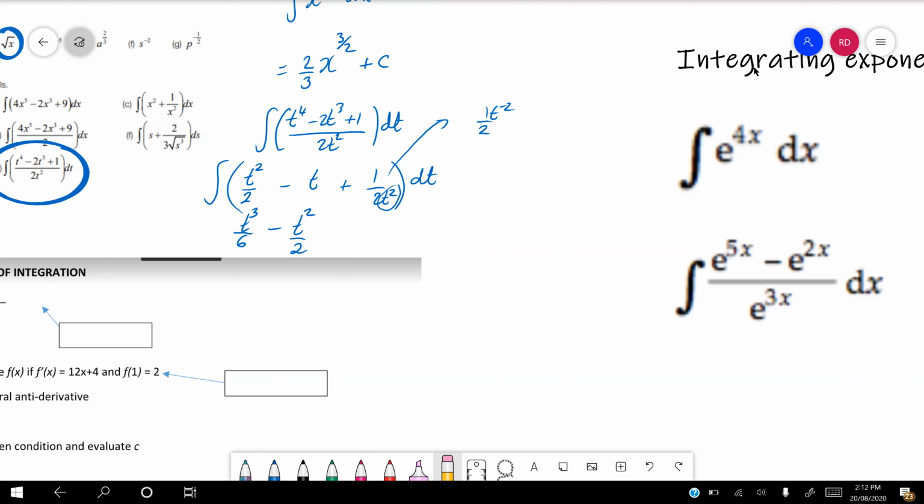All right, apologies, guys. Okay, so again, I'm going to start again. I apologize for this. So t to the power of negative 2, I've added 1. It's going to be t to the power of negative 1. And I'm dividing by the new power.